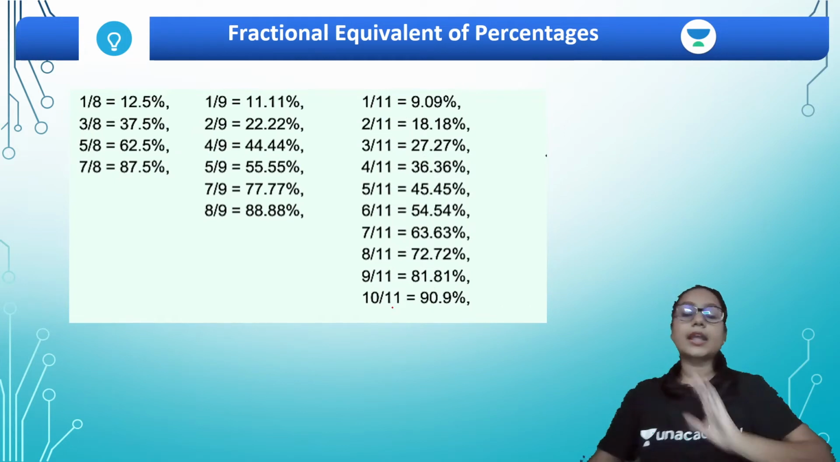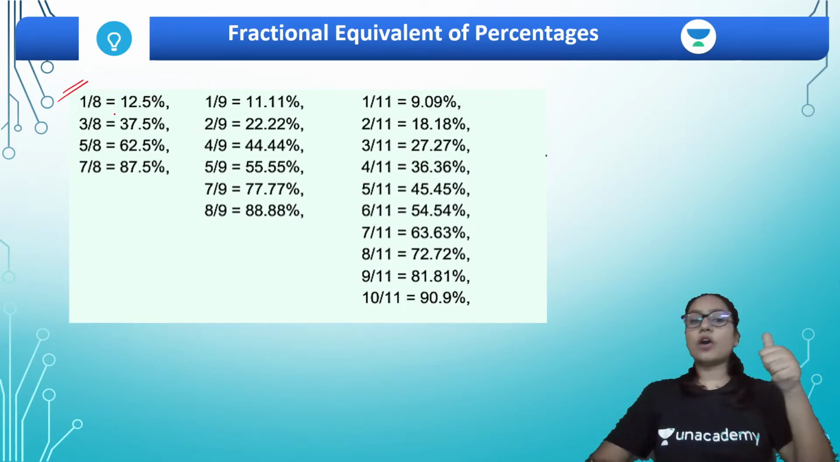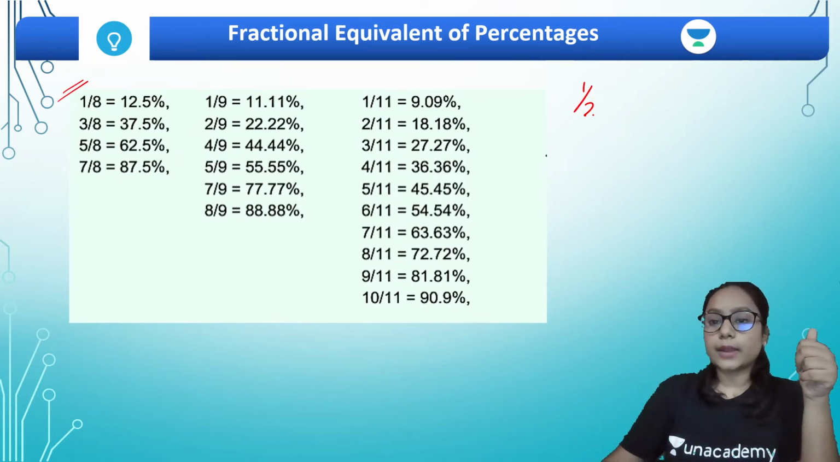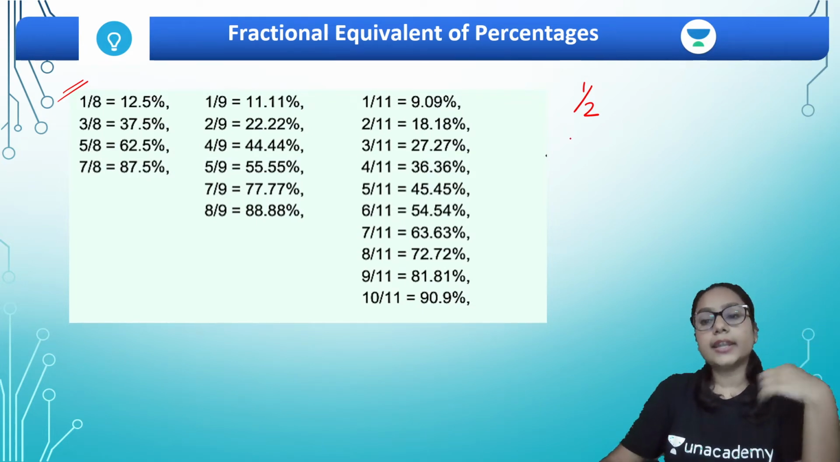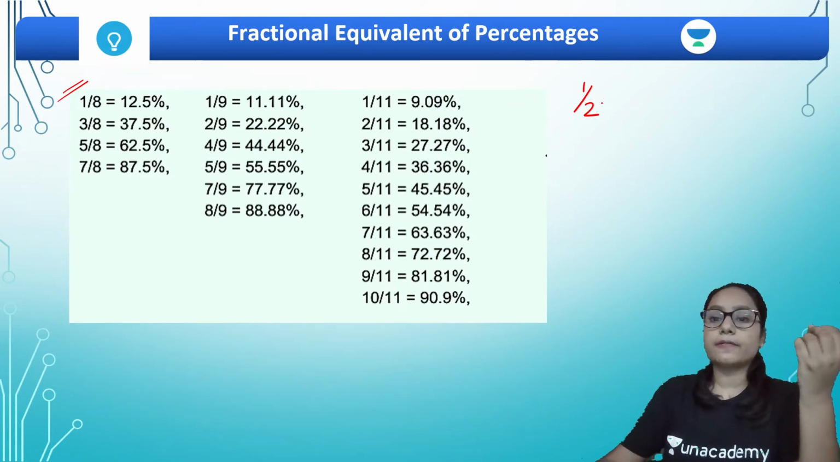Let's move on. Now 1 by 8. We have already discussed how to calculate 1 by 8 from 1 by 2 by dividing it repeatedly. You can divide this by 4 on both sides.